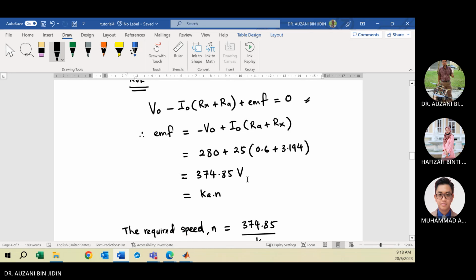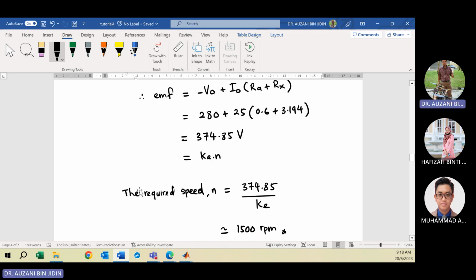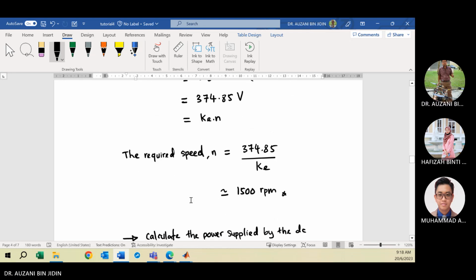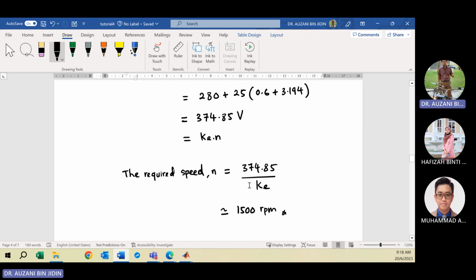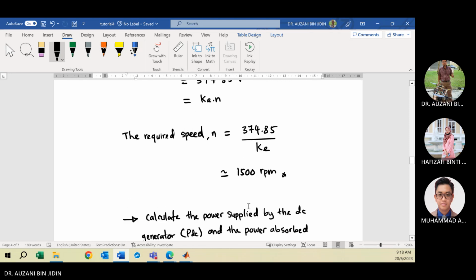So then you rearrange the equation, then you get EMF is 374.85 volt. So where we know that EMF is the multiplication between the EMF constant and N. So then from here, you can calculate the required speed. So then from here, you can obtain the speed in RPM, which is 1,500 RPM.